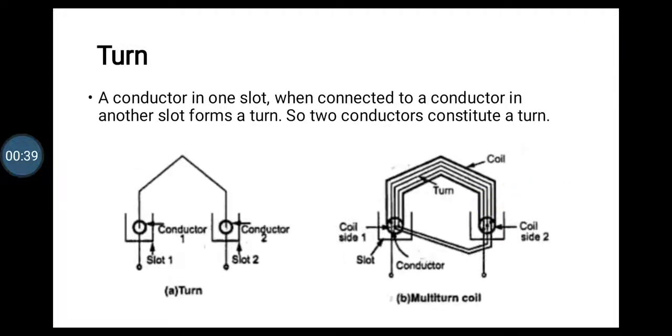Turn. A conductor in one slot, that means slot 1, is connected to a conductor in another slot, that is slot 2. It forms a turn. So here you can notice, to form a turn we need two conductors. You can see here multiple turns are there, so it's a bunch of turns connected together.